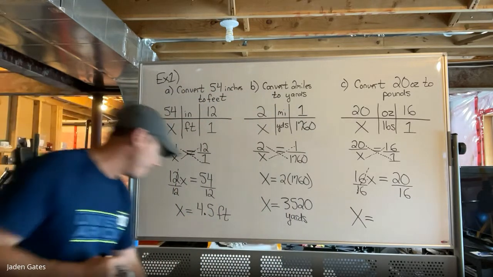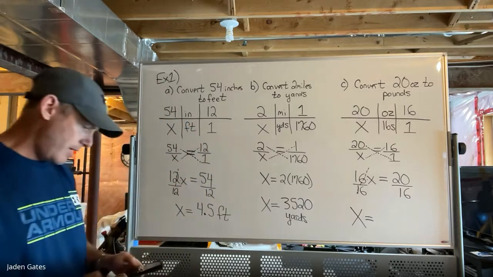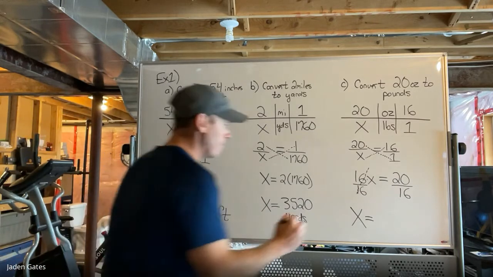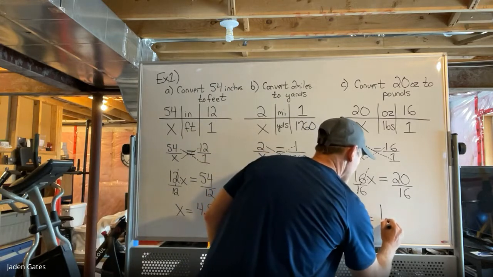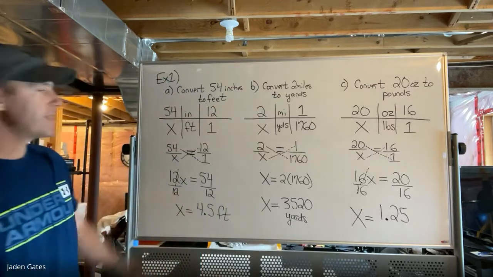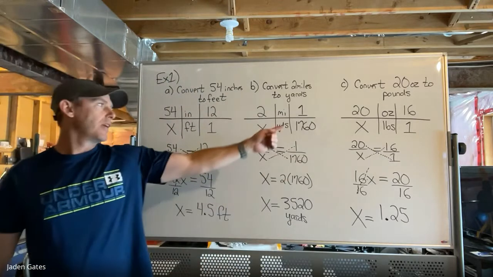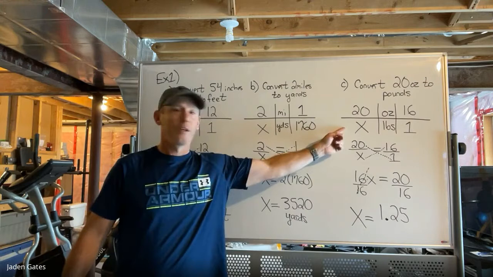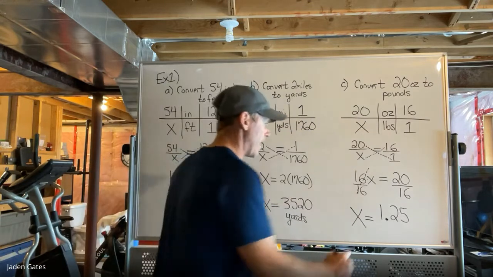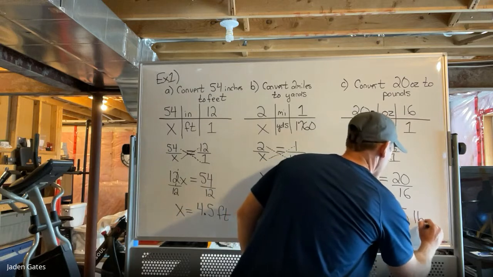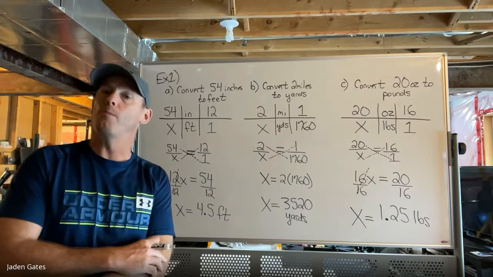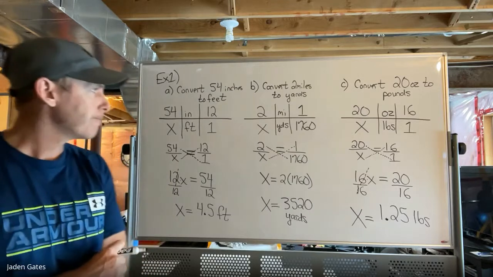So 20 divided by 16, I get 1.25. And again, what did I find out? Well, my table tells me, if you have a look, the x down here, the units were pounds. So 20 ounces is 1 1/4 pounds, or 1.25 pounds.